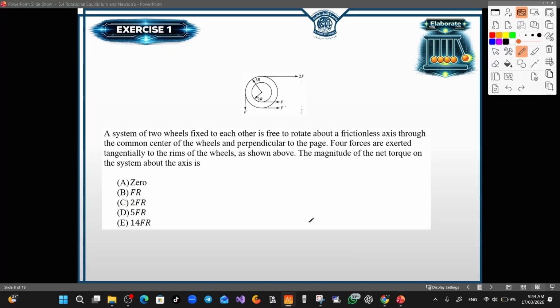Exercise 1. A system of two wheels fixed to each other is free to rotate about a frictionless axis through the common center of the wheels and perpendicular to the page. Four forces are exerted tangentially to the rims, and the word tangentially here means they are pointing in the tangential direction, so they are tangent to the circular rim. The magnitude of the net torque on the system about the axis is... So here we are interested in finding the magnitude of the net torque.